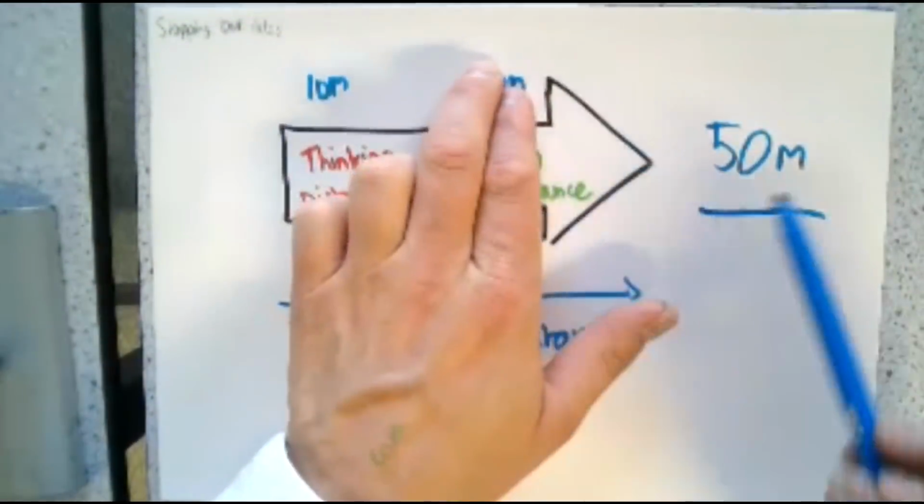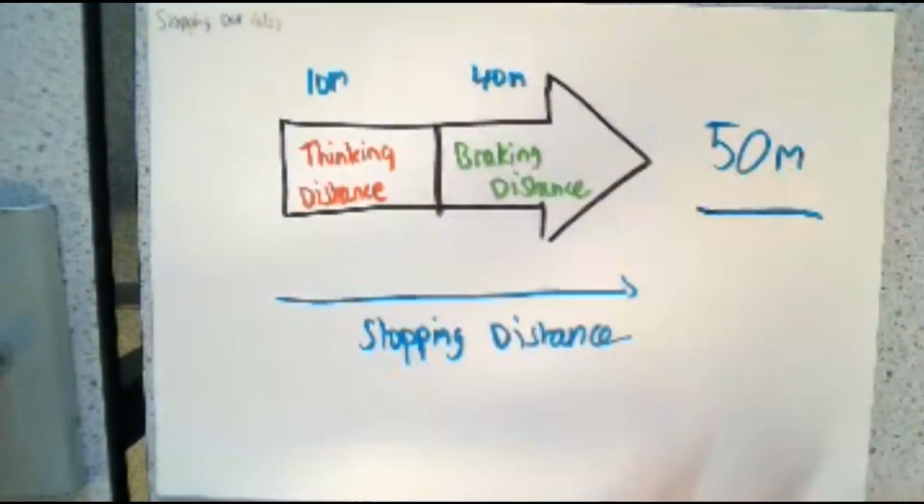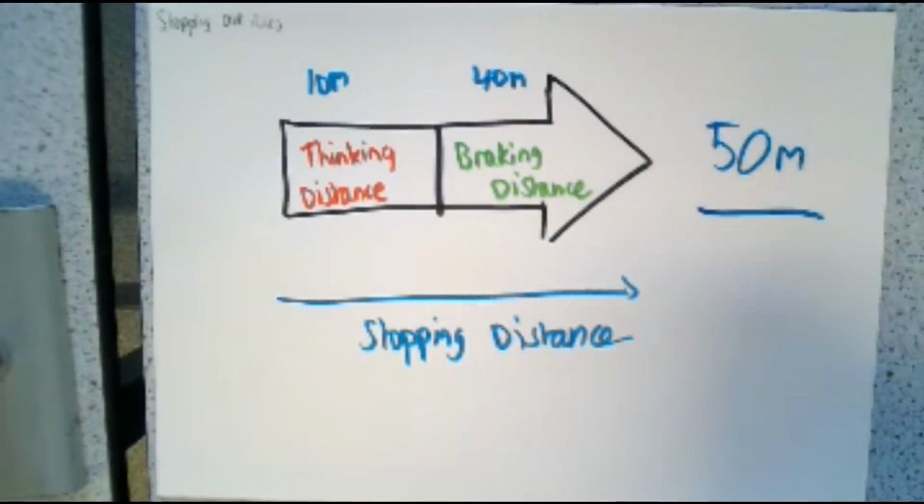They might give you that and say, what is the braking distance? They may give you them two and say, what is the stopping distance? So just be prepared to swap and change. There we go. You could be asked about factors that affect thinking distance and braking distance.